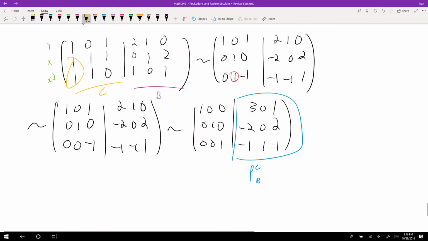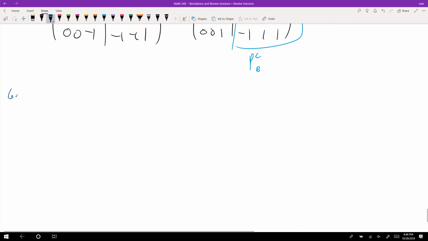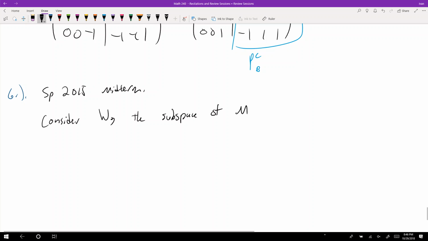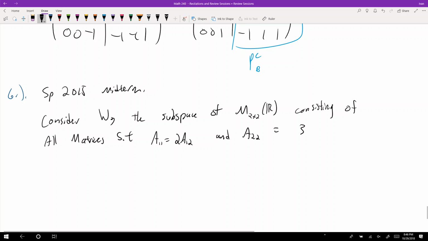Okay, let's take a look at another one. It's about the same as the one we saw yesterday. Spring 2015 midterm. Consider W the subspace of M2R, and really could have just written M2R, but okay, consisting of all matrices such that A11 equals 2A12 and A22 is equal to 3A21.